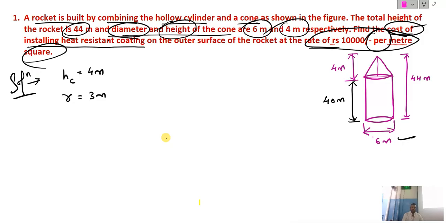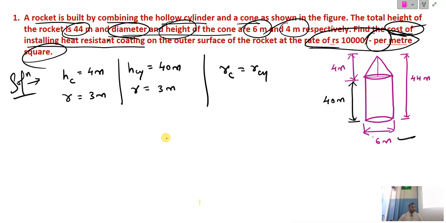Am I right? So this is about the cone. Now what about the cylinder? Height of the cylinder is 40 meters. Again the radius of the cone is 3 meters. It means both are the same. Radius of cone is equal to radius of cylinder. Radius of cone and radius of cylinder are one and the same. Both are equal. Now I want to calculate the total area of the rocket.